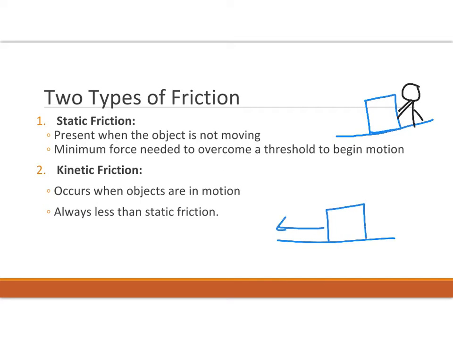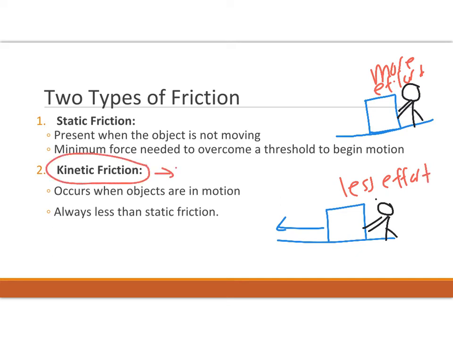So something that's unique about kinetic friction is that it's always less than static friction. So this makes sense. If you think about pushing something, it always takes a lot more effort to actually get it started than when you're actually pushing it. So this is really why kinetic friction, movement, is less than static friction when something is still.